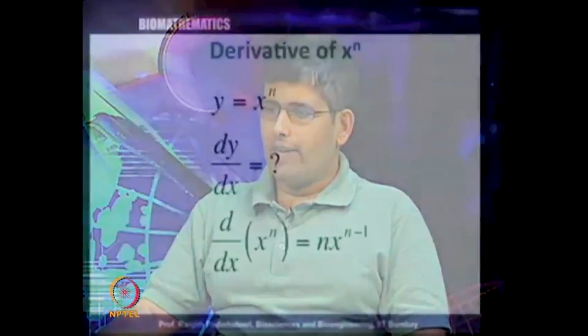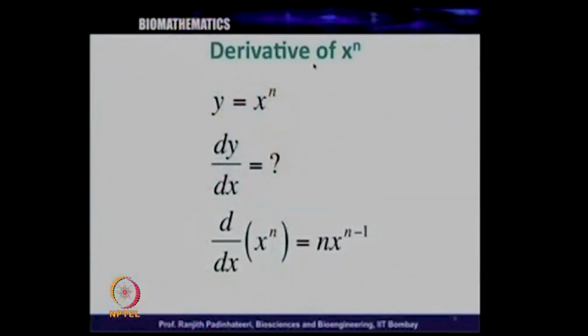So, just the first thing you should learn is the derivative of x power n. So, you had x, x square, x cube. n is any number. So, n could be 0, 1, 2, 3, 4. Whenever you have a function y equal to x power n, what is the derivative? What is dy by dx? This is the first thing you should learn, and the rule is that the derivative of x power n is n x power n minus 1.